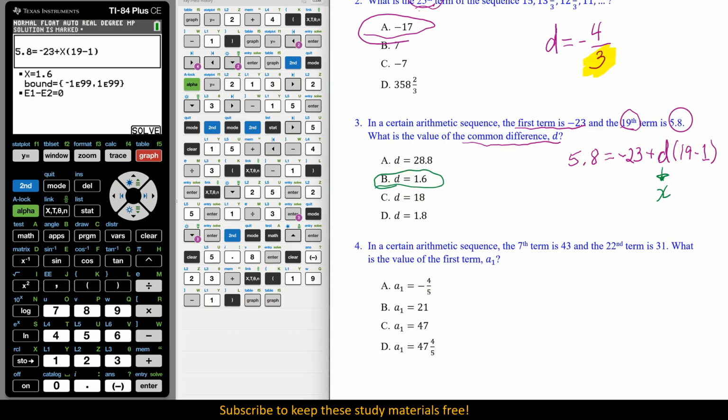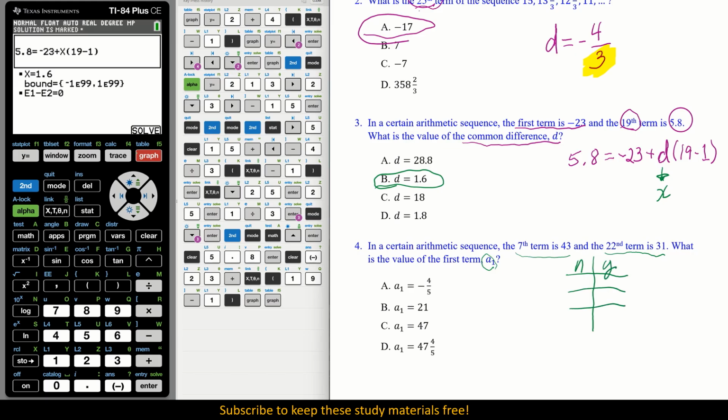Well, we're going to have to find our difference in a different manner, okay? In a certain arithmetic sequence, the seventh term is 43. Ooh, that's different. And the 22nd term is 31. What is the value of the first term, which is your a sub 1? Okay, so this is what we need to do. I like to do a quick table. Okay, I put n here, I put y here.